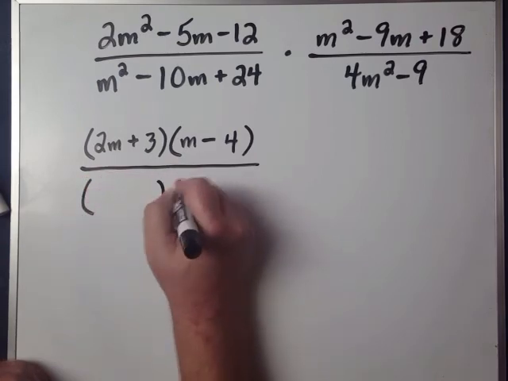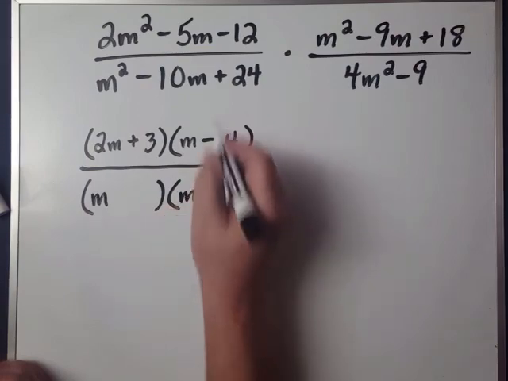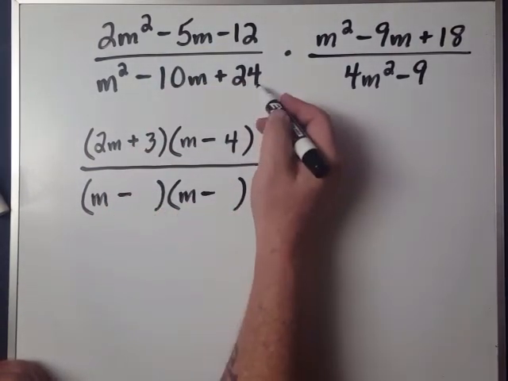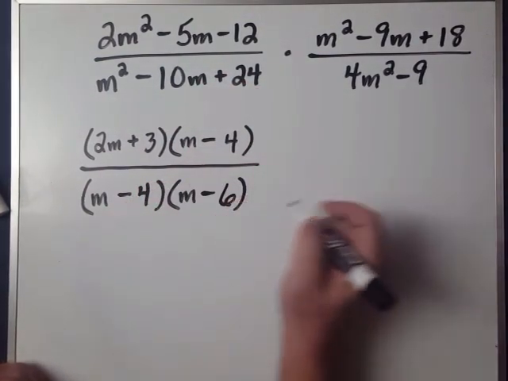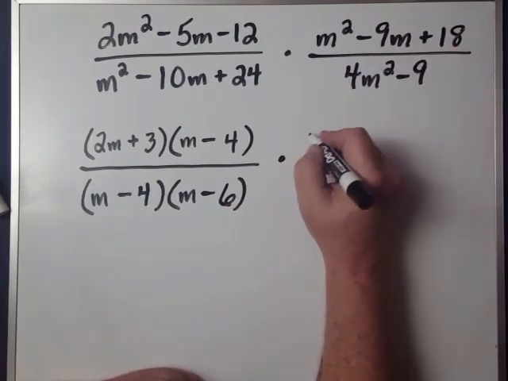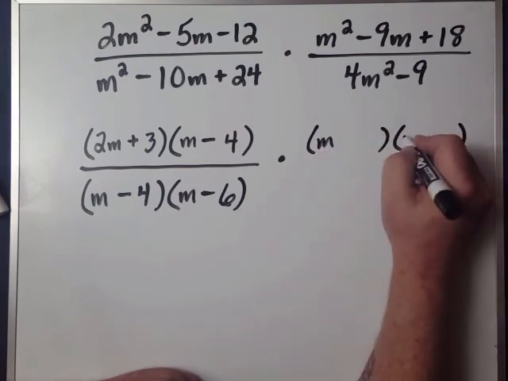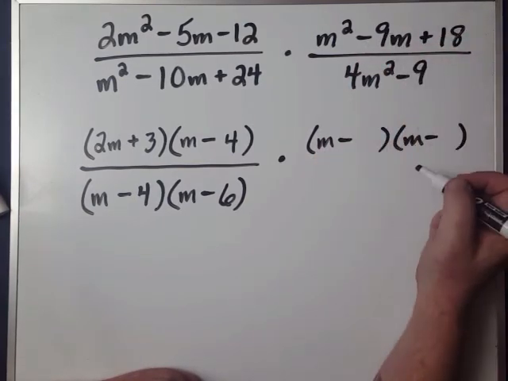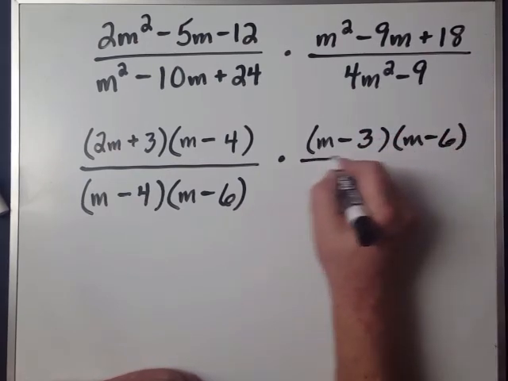This first denominator, if it factors, will factor as a pair of binomials, each starting with m. Signs are the same, in fact they're both minus. Product of 24, sum of negative 10, it's got to be minus 4 and minus 6. Second numerator, pair of binomials, each starting with m, signs are the same, both minus. Product of 18, sum of negative 9, negative 3 and negative 6.